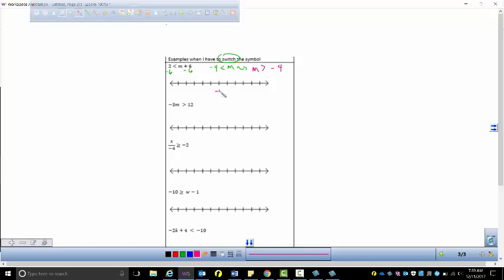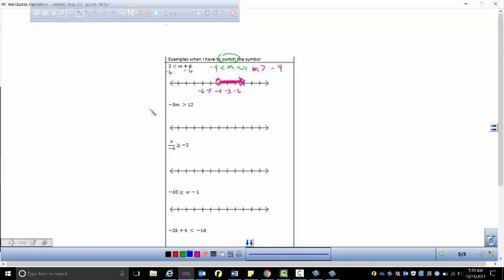And then I graph. So I have negative 4, negative 3, negative 2. Here I'd have negative 5 and negative 6. I have an open circle because it's greater than. And then I am drawing my arrow to the right because it's greater than.